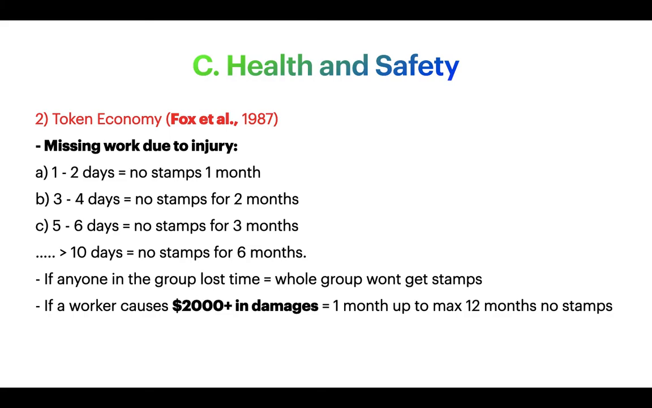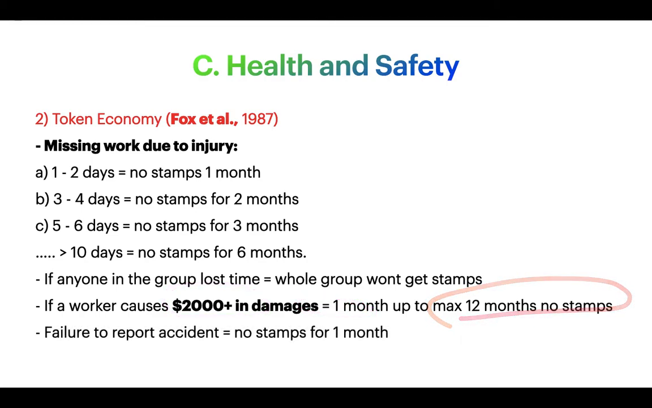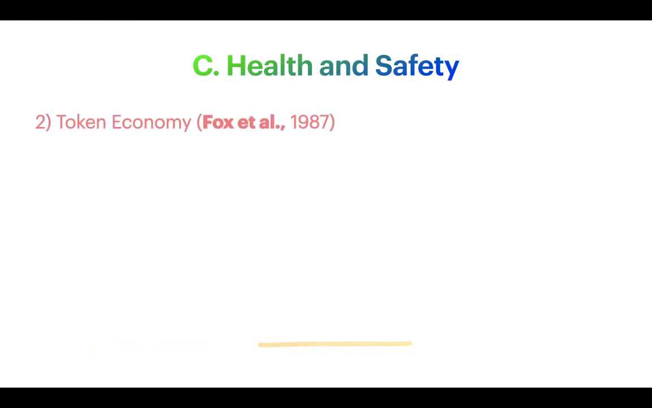If a worker causes more than $2,000 in damages, 1 month up to 12 months, no stamps. Right? So if they cause damages due to errors at work, they could be either suspended for 1 month, no stamps, or a maximum of 12 months with no stamps at all. Failure to report an accident, no stamps for 1 month. Right? So if you did not report an accident, you don't get stamps for 1 month. A lot of rules, right?